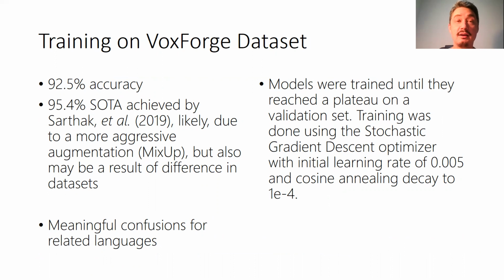namely 92.5% accuracy and 95, while the state of the art for this setting is achieved by the cited work by Sartak and others. They used a more aggressive augmentation mix-up, but also this difference may be a result of difference in datasets, because both datasets were selected from the single large source stochastically and can be significantly different datasets.